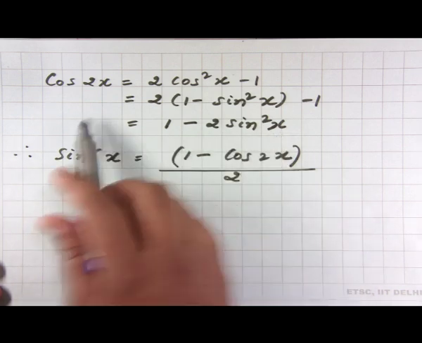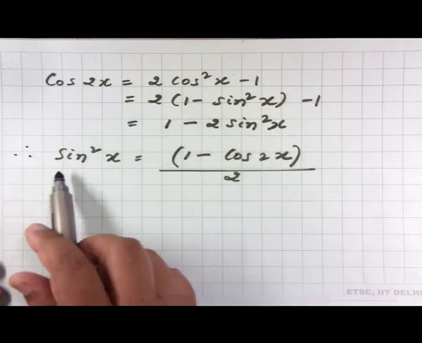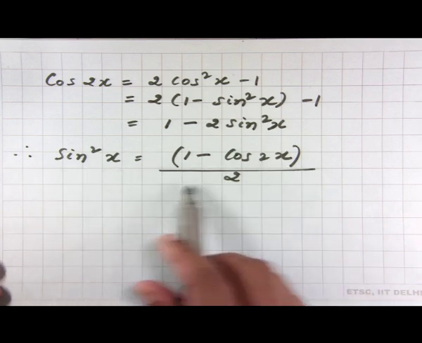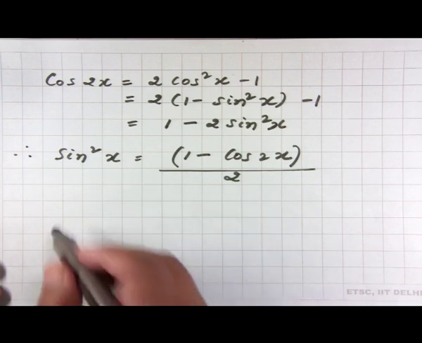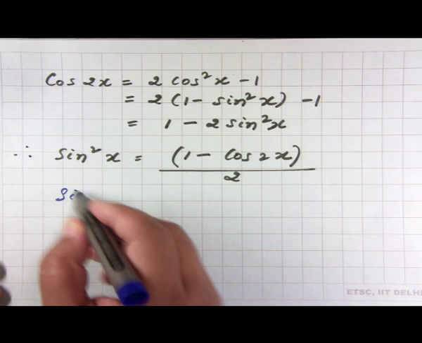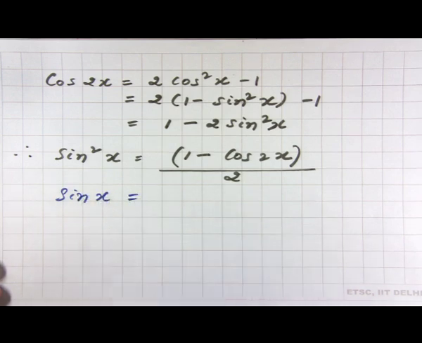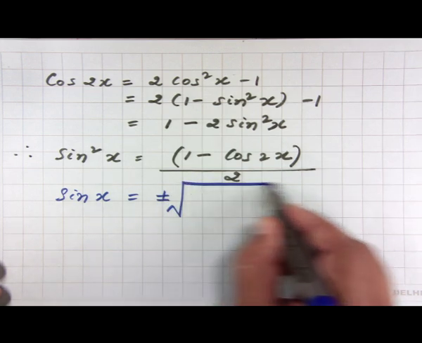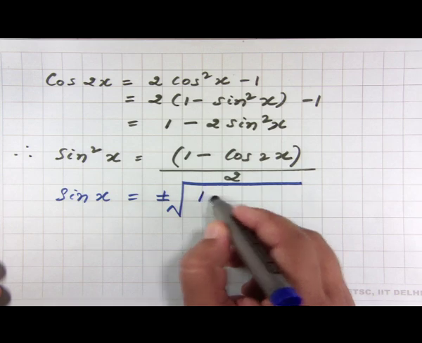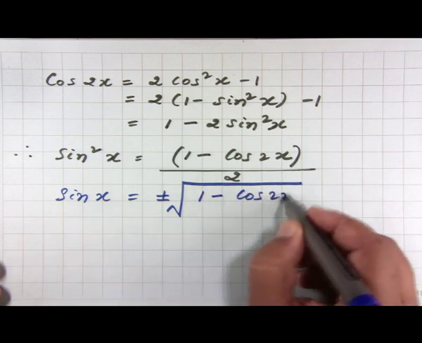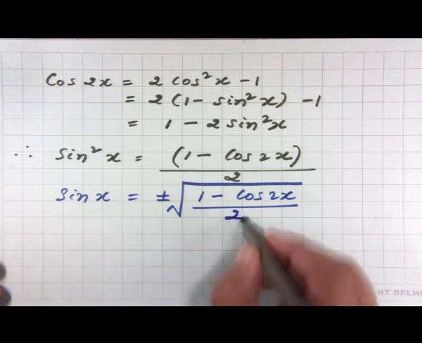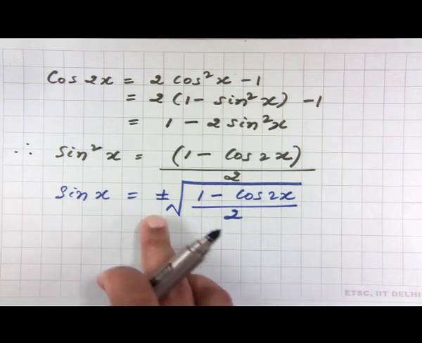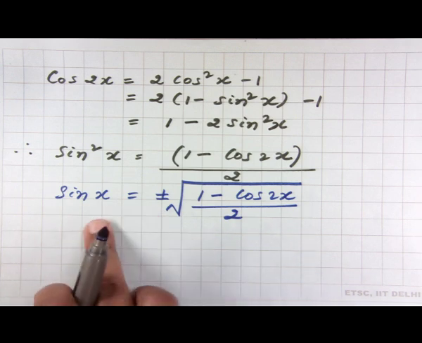So, from here by doing manipulation what we get is sin square x is (1 minus cos 2x) over 2, and therefore, sin x is equal to plus minus root of (1 minus cos 2x) over 2. So, again here the choice of plus and minus will depend on the value of x.